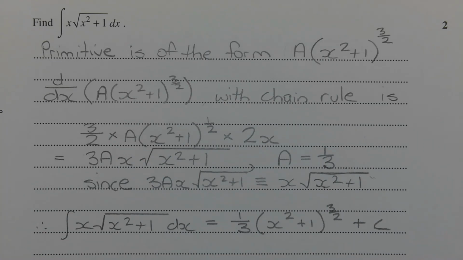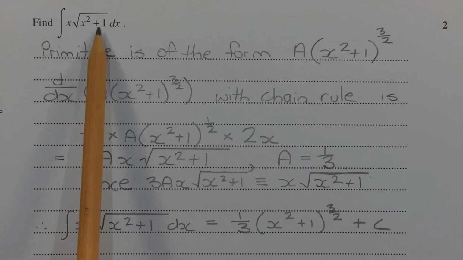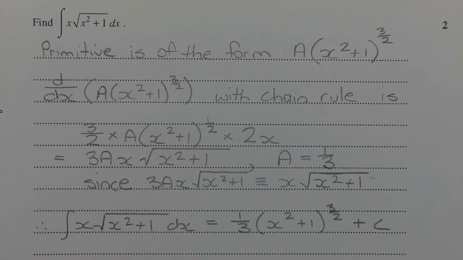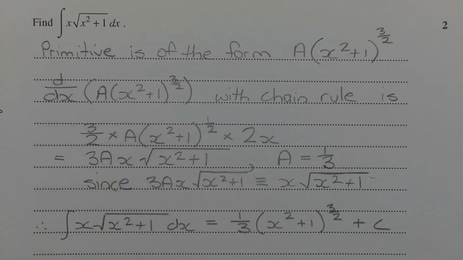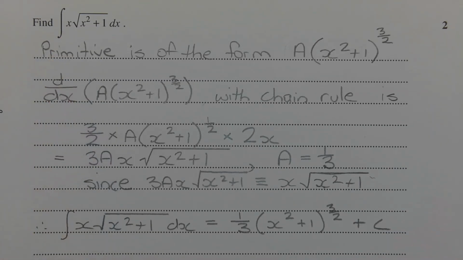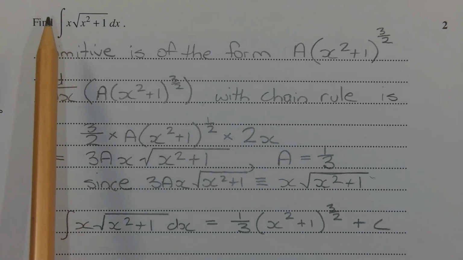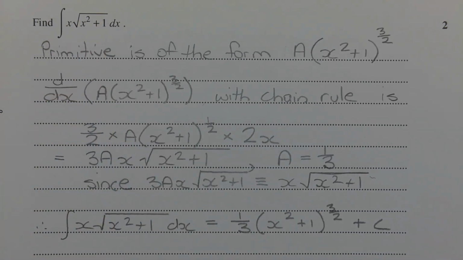The next thing to notice is that the product term x is a multiple of the derivative of what's inside the surd. If we differentiate what's inside the surd, x squared plus 1, with respect to x, we get 2x. But what we have outside the surd is half of that. It's just x. In other words, that's a very strong clue that the chain rule was used in order for an x to appear outside of the square root after differentiation.